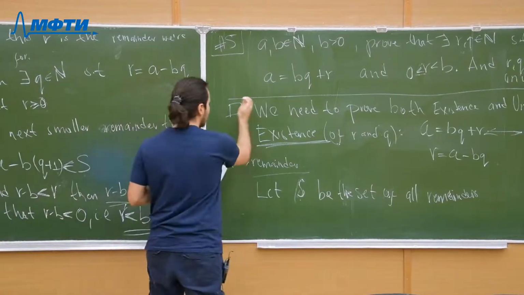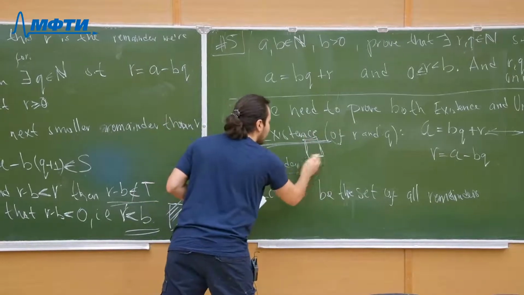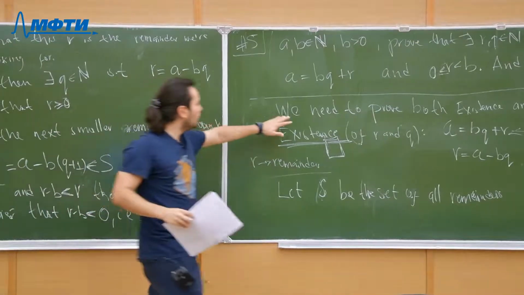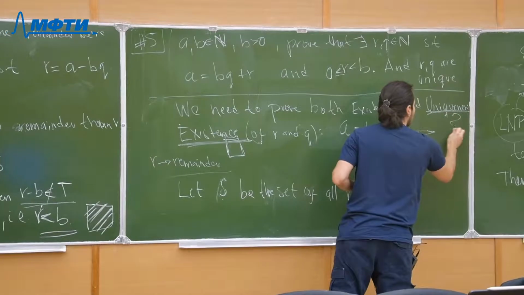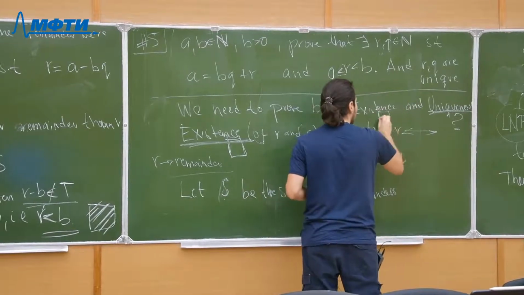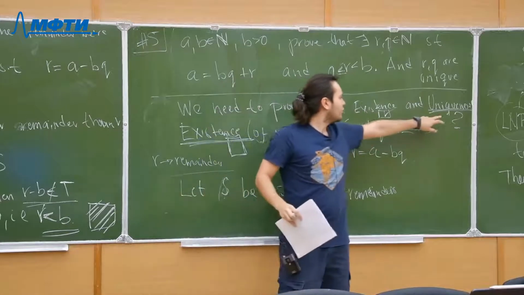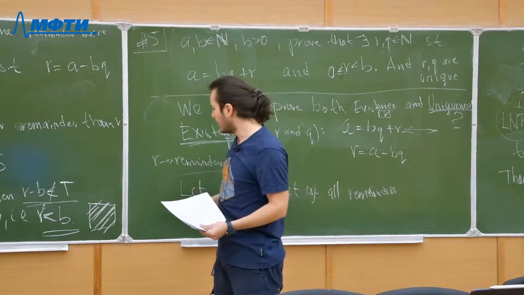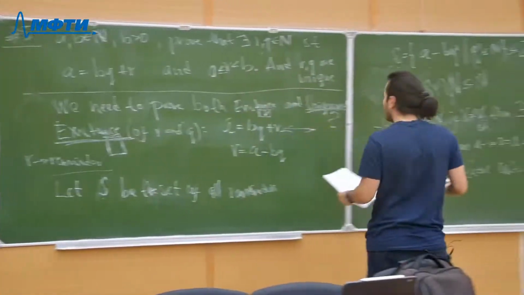Here we were proving the existence. Okay, so now we proved the existence. That's very good. Now we have to prove the uniqueness. So the existence is checked. Now we have to prove the uniqueness of R and Q. Right? And let's do that.